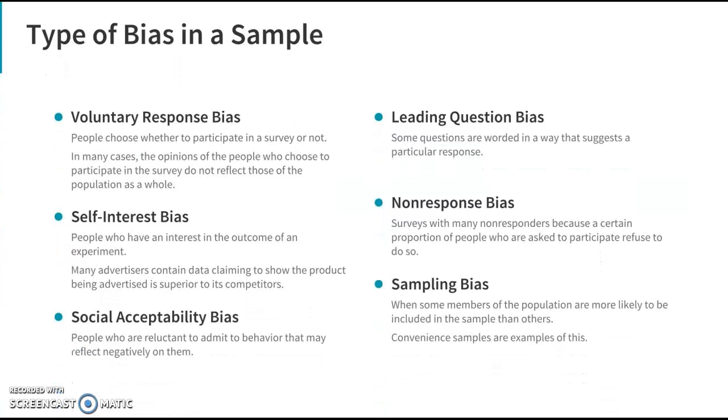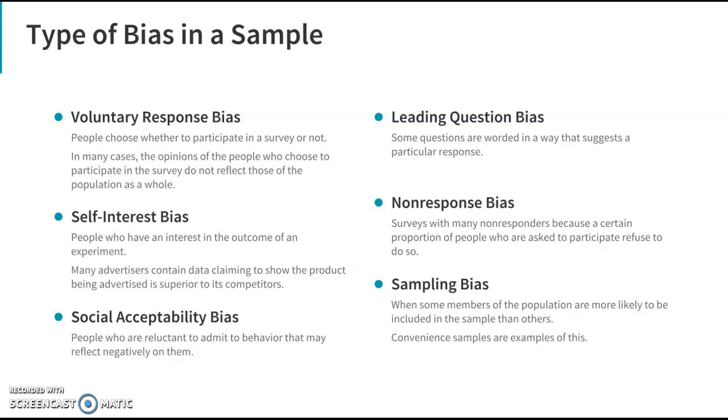Okay, types of bias in a sample. Voluntary response bias. People choose whether they want to participate or not. And anytime you have that, you are going to have non-response bias. So some of the people are not going to respond. Okay, so surveys with many non-respondents because a certain proportion of people who are asked to participate refuse to do so.